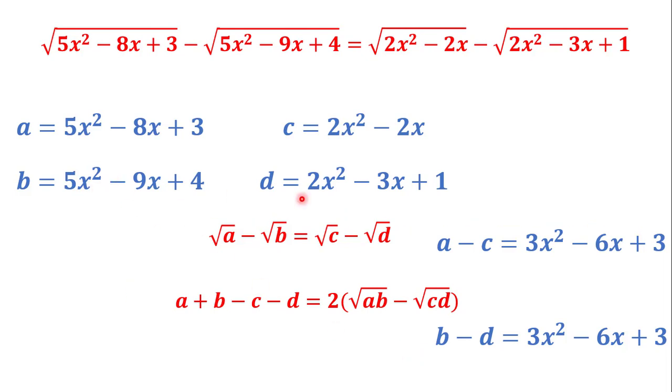Because 5x squared minus 2 times x squared equals 3 times x squared, and minus 9x minus 3 times x equals minus 6 times x, and 4 minus 1 equals 3. As you can see, a minus c equals b minus d. So we can replace a minus c by b minus d. And on the left hand side, we're going to get 2 times b minus d.